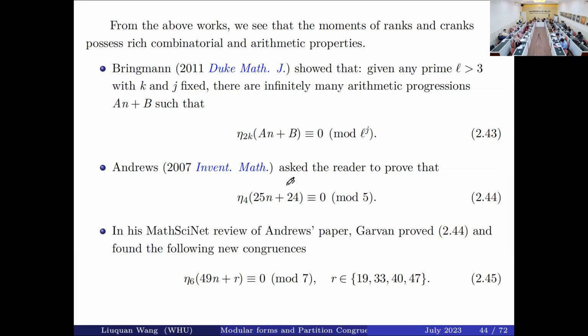And Andrews also asked the reader to prove that η_4(25n+24) is divisible by 5. The proof is actually easy. This was given by Garvan in his review of Andrews' paper. And Garvan also found new congruences such as η_6(40n+r) is divisible by 7 for 4 different values of r. So we have a congruence modulo 5, a congruence modulo 7, and the order changes from 4 to 6.